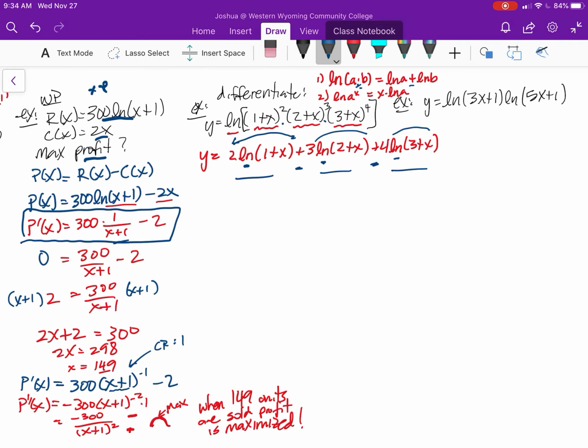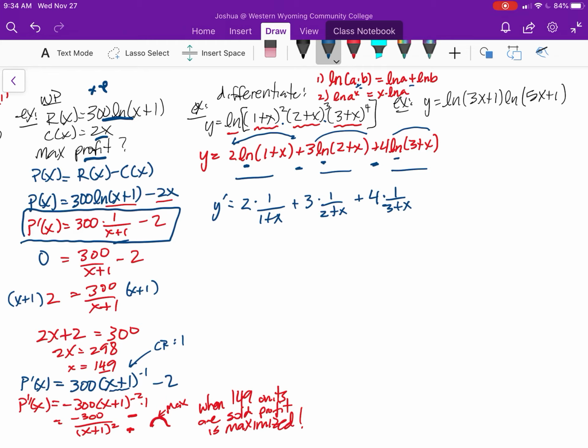Okay, each term. So let's do the derivative. Well, 2 is constant, it stays. Derivative of ln 1 plus x, the derivative of 1 plus x is 1, over itself, du over u, right, plus 3 du over u, again we get a 1, over 2 plus x, and du over u, we get a 1, over 3 plus x. And that's it.